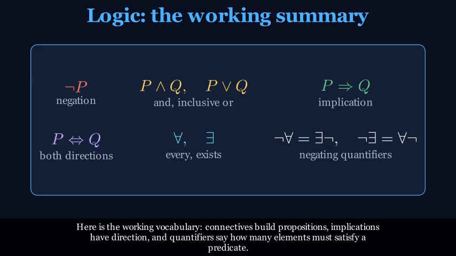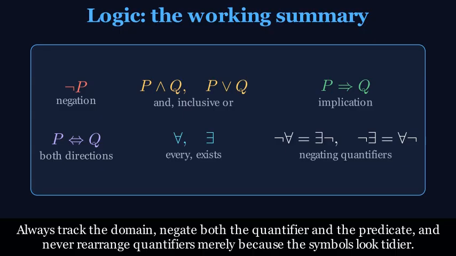Here is the working vocabulary. Connectives build propositions. Implications have direction. And quantifiers say how many elements must satisfy a predicate. Always track the domain. Negate both the quantifier and the predicate. And never rearrange quantifiers merely because the symbols look tidier.